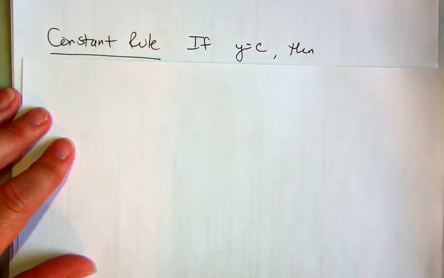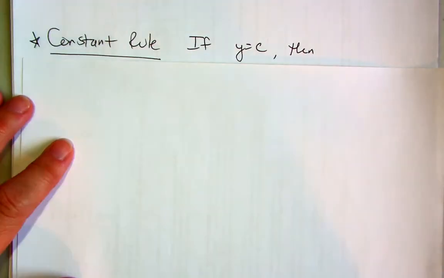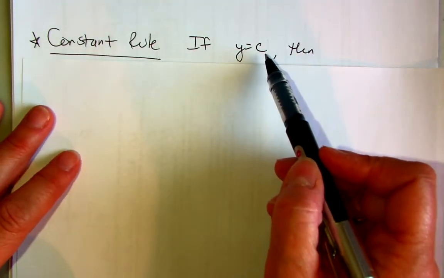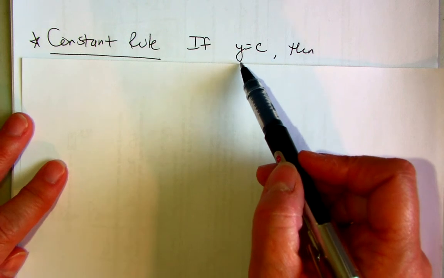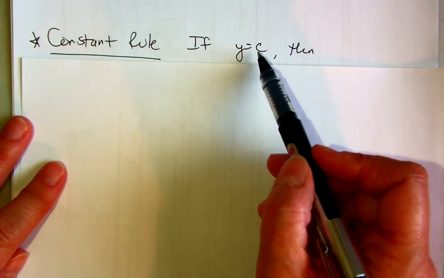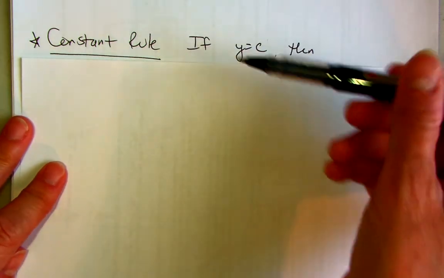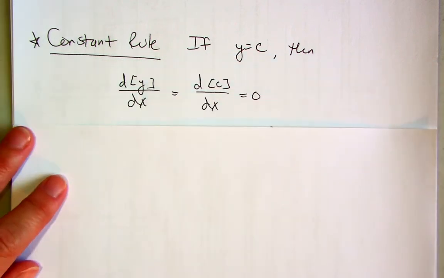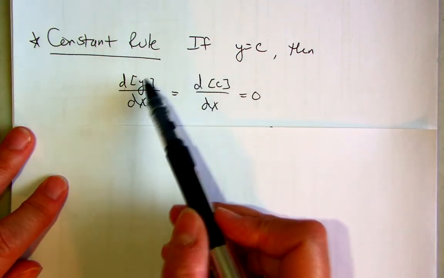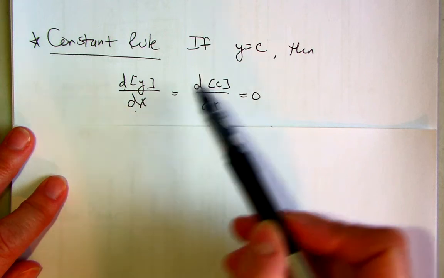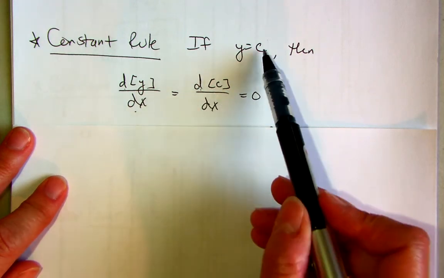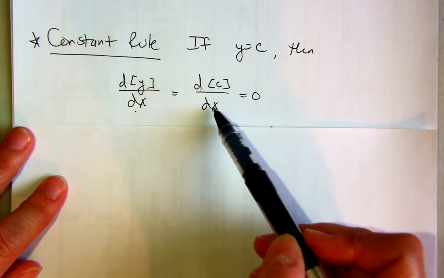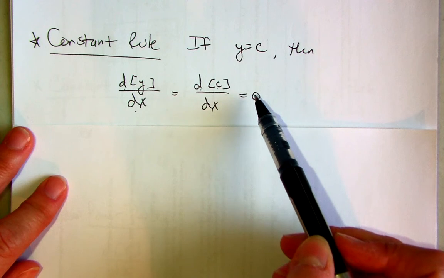Here is the first rule. It's called the constant rule. Remember, constant is just a number. So if I have something like y equals 2 or y equals 5, which is a horizontal line, these are all horizontal lines, then when I take the derivative of y with respect to x, which in other words I'm taking the derivative of that constant with respect to x, is equal to 0.